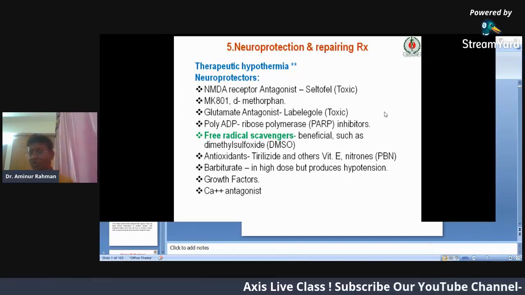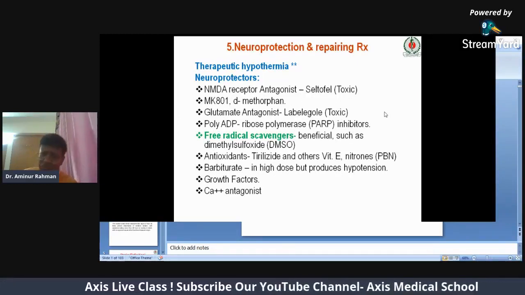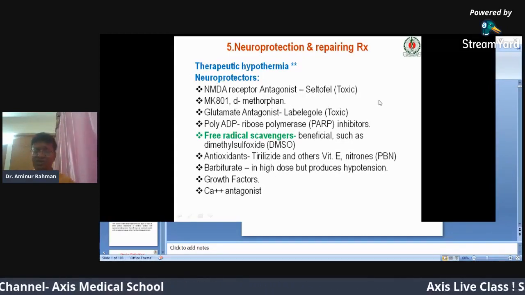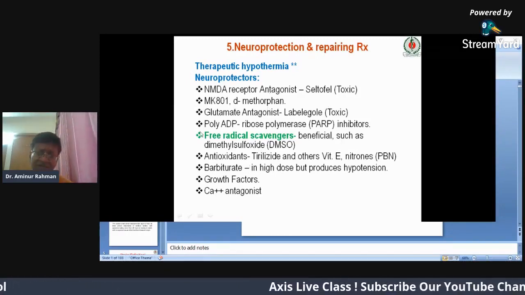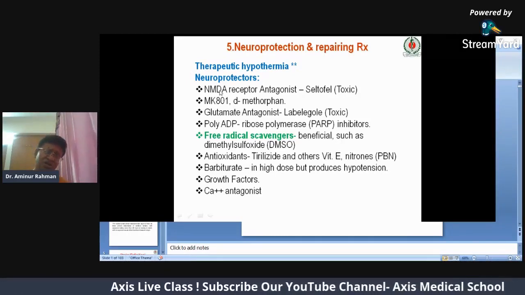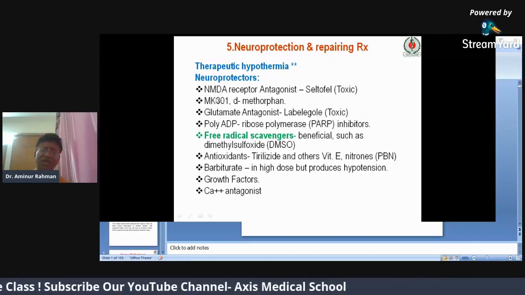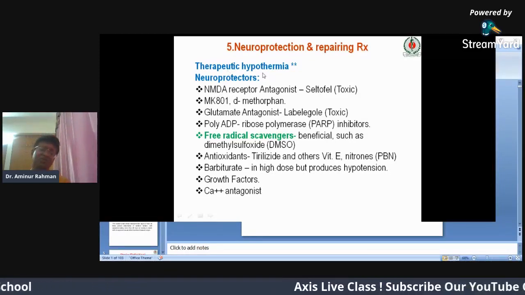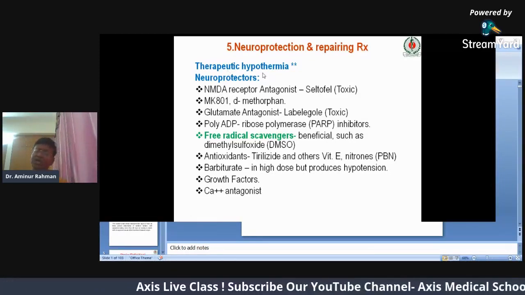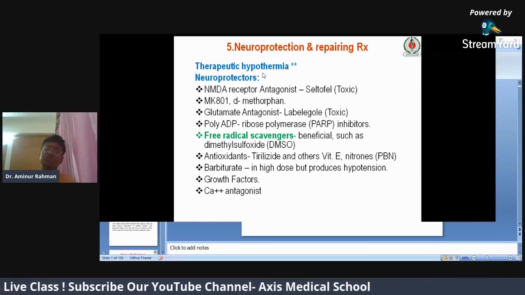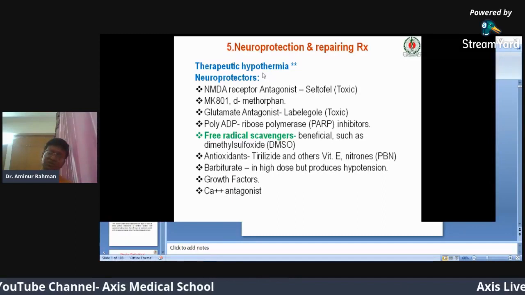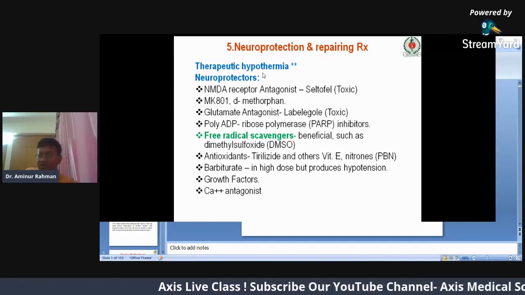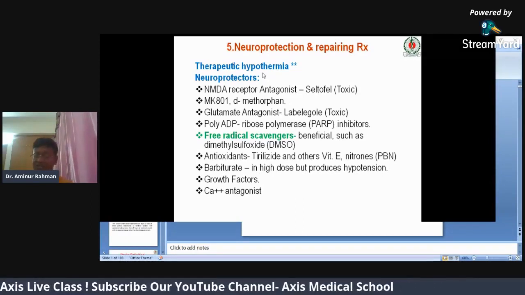And neuroprotection: there is no role of neuroprotection with thrombolysis, but they have tried some therapeutics in different ways, and it is not working. NMDA receptor antagonist MK801 and glutamate antagonists are not working at all. But therapeutic hypothermia is very important for the treatment of acute ischemic stroke. If we decrease the temperature by 2 to 3 degrees centigrade, it will decrease the metabolic activity of the brain by 20 to 30%. That causes less damage to the brain.